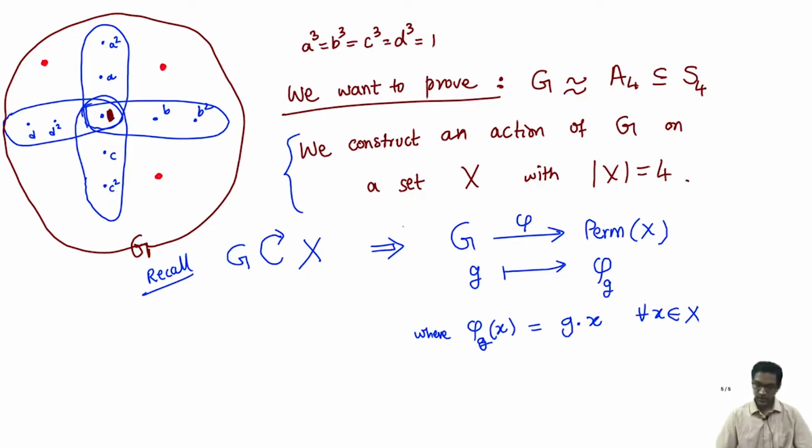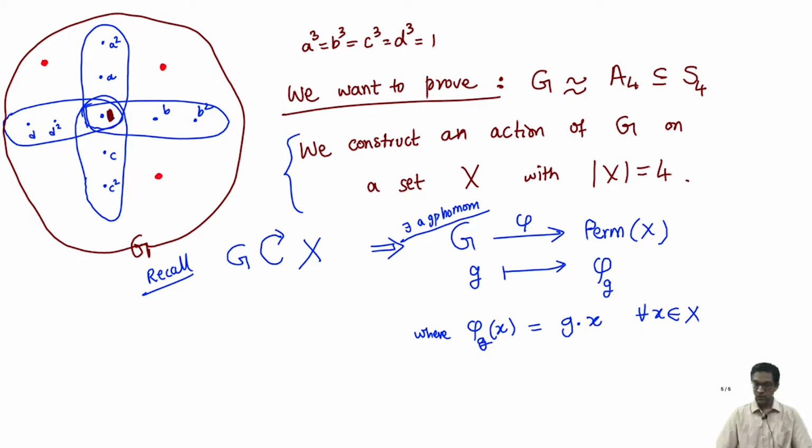Recall, given a group action, there exists a group homomorphism. Okay. So if I construct an action on a set of 4 elements, then what I will get at least is a homomorphism from my group G to the set of all permutations of a set of 4 elements. And permutations of a set of 4 elements is like S4, right? So it's the symmetric group. So at least we will get a homomorphism from G to S4, and we will then try and prove that this homomorphism is 1-to-1 and its image is exactly A4. Okay, that's the idea. That's going to be the strategy.